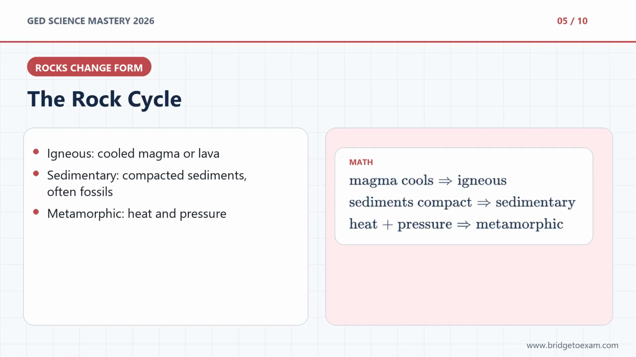The rock cycle is the slow recycling system for rocks. Igneous rock forms when magma or lava cools and hardens. Sedimentary rock forms when sediments are pressed and cemented together. Fossils are most often found there because layers can bury remains. Metamorphic rock forms when existing rock is changed by heat and pressure without fully melting. Any rock type can change into another over long periods of time.